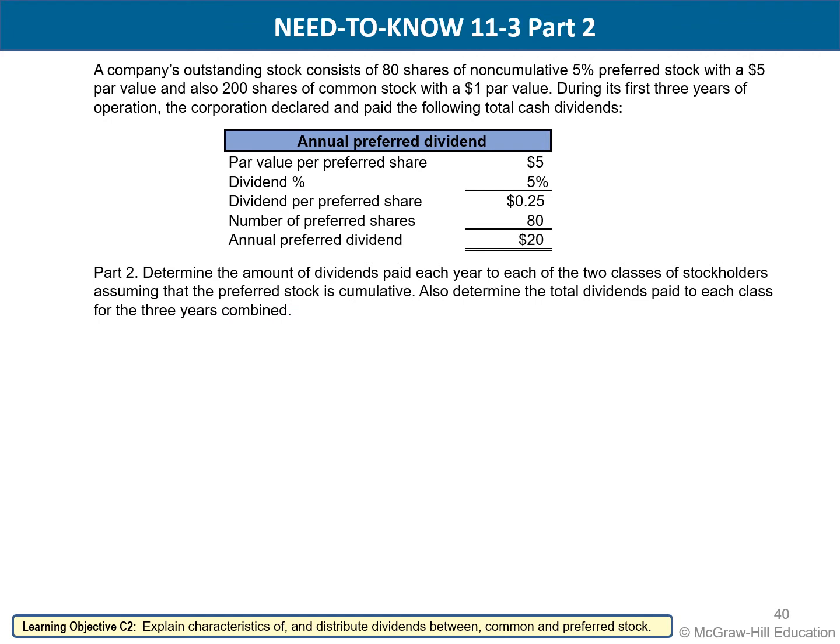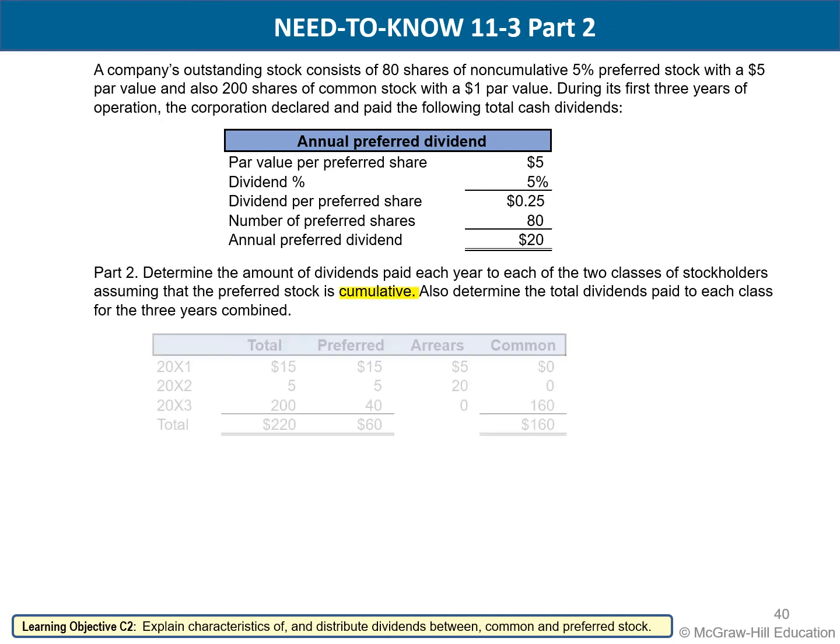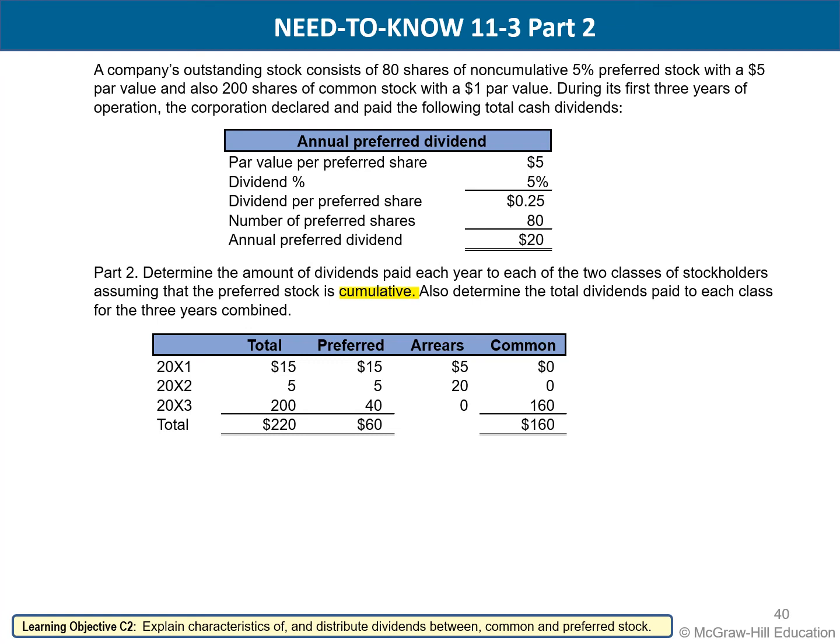All right, so part 2, determine the amount of dividends paid each year to the two classes of stockholders, assuming that the preferred stock is cumulative now, right? So if we paid $15 to our preferred stockholders in year 1, we're supposed to pay them $20. We have $5 in arrears. In year 2, we paid $5. So we gave all $5 to the preferred stockholders, but we still have $20 in arrears, right?